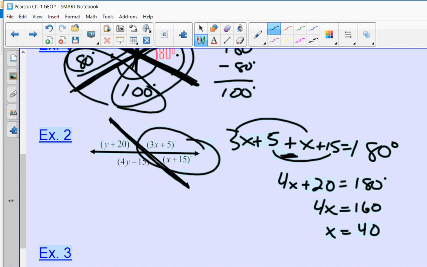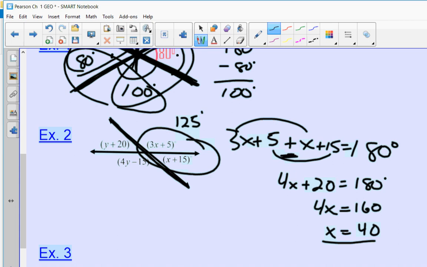But I'm not really done yet, because I still have to find y, and on a test I would probably ask you to find the measure of all the angles. So to do that, I have to take that 40 and plug it back in, at least for x, and that's actually going to help me find y, I think, a little bit easier than what we just did. So if I take x is 40 and plug it back in, I'll go to the top, the 3x plus 5. Well, 3 times 40 gives me 120. And 120 plus 5 gives me, at this angle up here, 125 degrees.